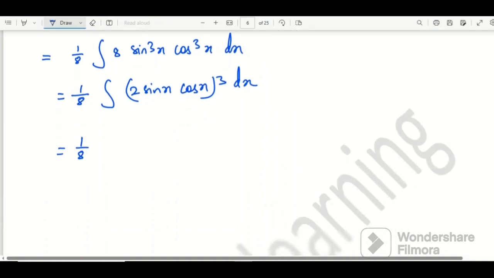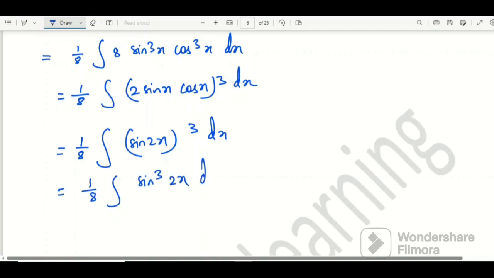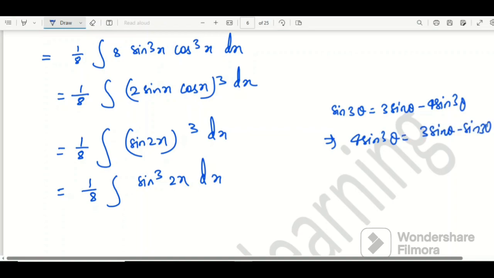So now we'll have 1 upon 8. 2 sine x into cos x will be sine 2x, cube dx. 1 upon 8 sine cube 2x dx. Now I think this is the same question, and now we can convert sine cube x by this trigonometric identity. Sine 3 theta equal to 3 sine theta minus 4 sine cube theta. So 4 sine cube theta will be 3 sine theta minus sine 3 theta. Implies sine cube theta will be (3 sine theta minus sine 3 theta) upon 4.